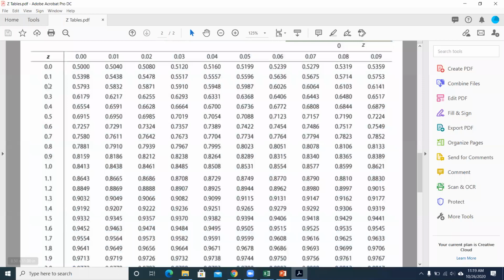Yeah. So we go to that Z-score, right? So we go to 1.6 and then over to 8, because that's our second decimal. Those column headings represent our second decimal. So 1.68, and the probability to the left of that was 0.9535. Then the area to the right, and we subtract from there.